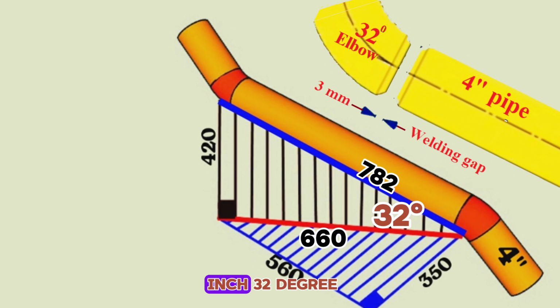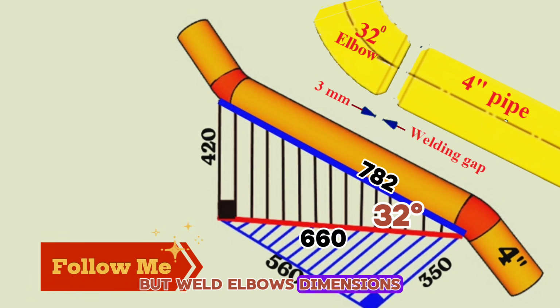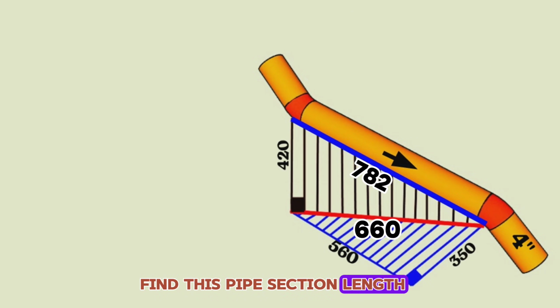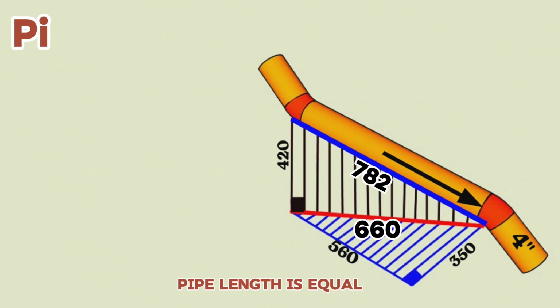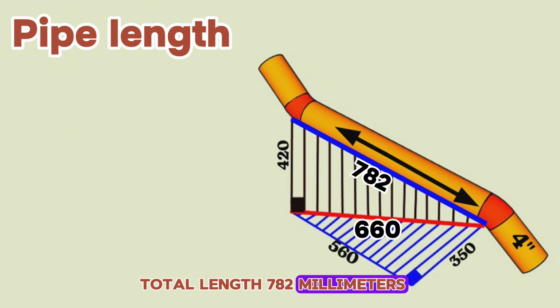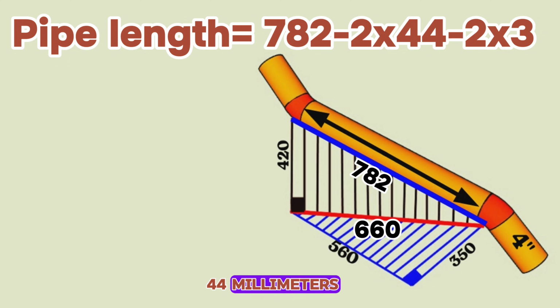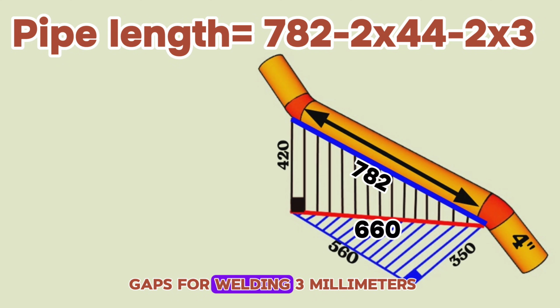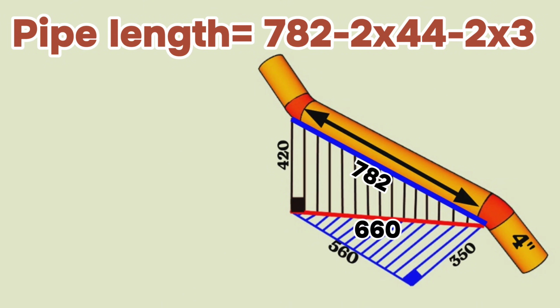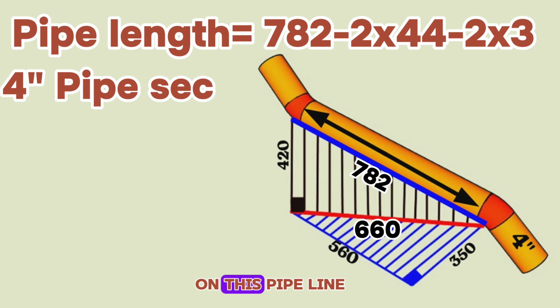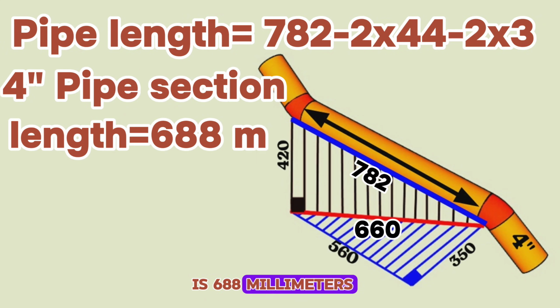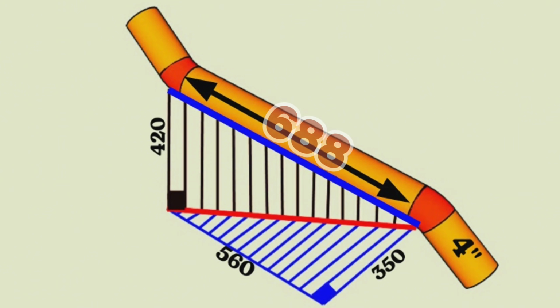We already know the 4-inch 32-degree butt weld elbow dimensions and can start to find this pipe section length. Pipe length is equal to the total length, 782 millimeters, minus 2 times the 4-inch 32-degree butt weld elbow dimension of 44 millimeters, and minus 2 times the gaps for welding, 3 millimeters. At last we calculate and find the length of the 4-inch pipe section in this pipeline is 688 millimeters. By using this method you can easily calculate lengths of pipe pieces in any pipelines.